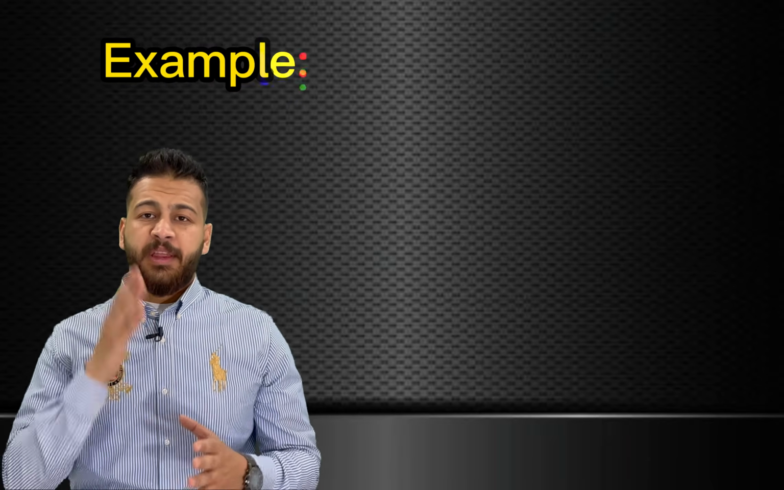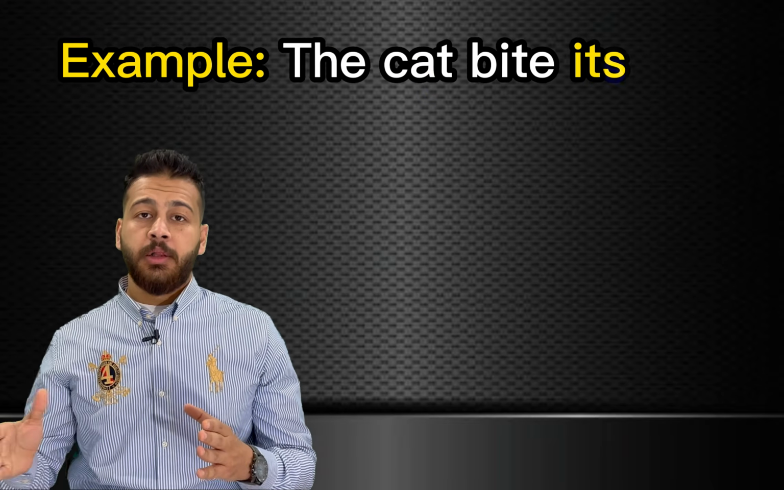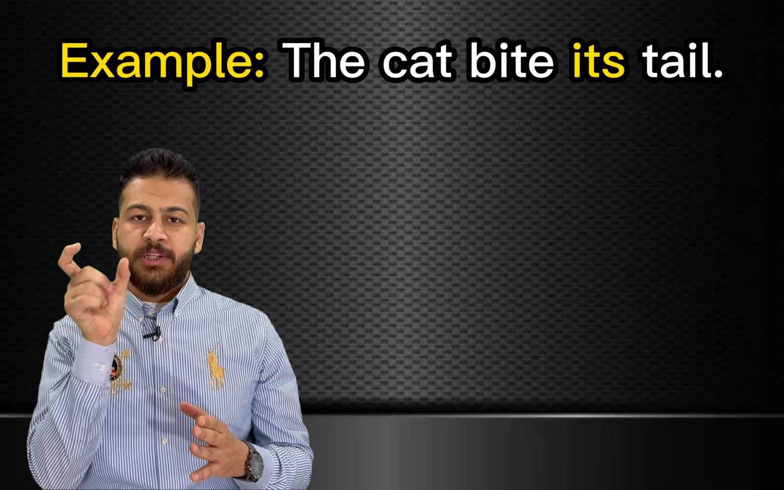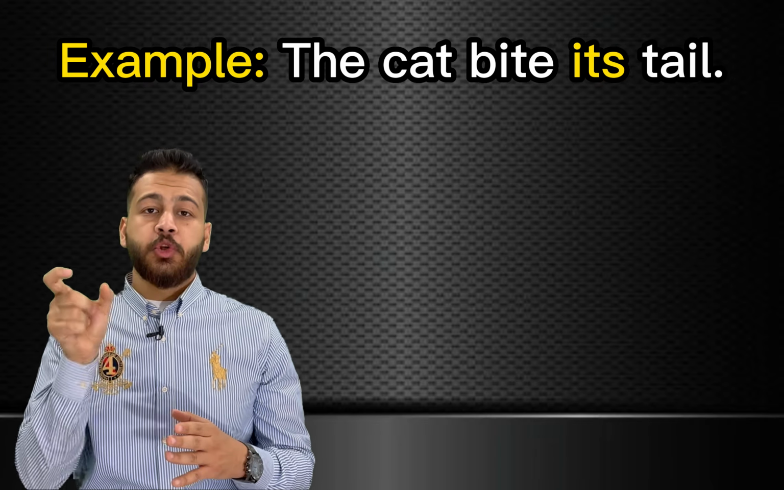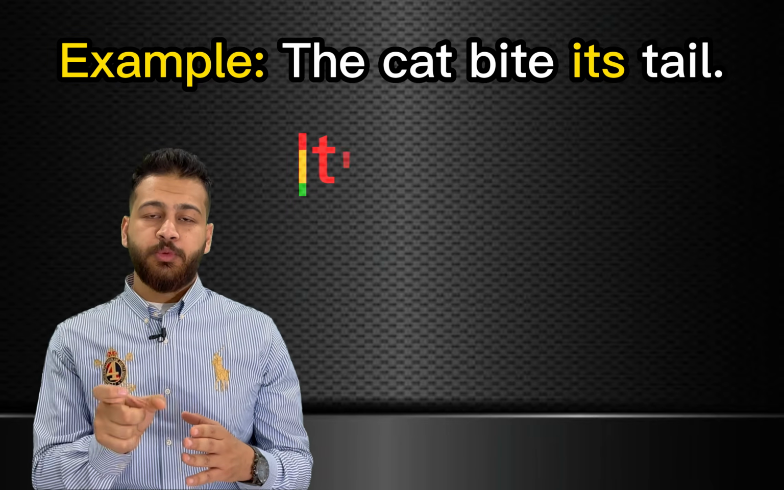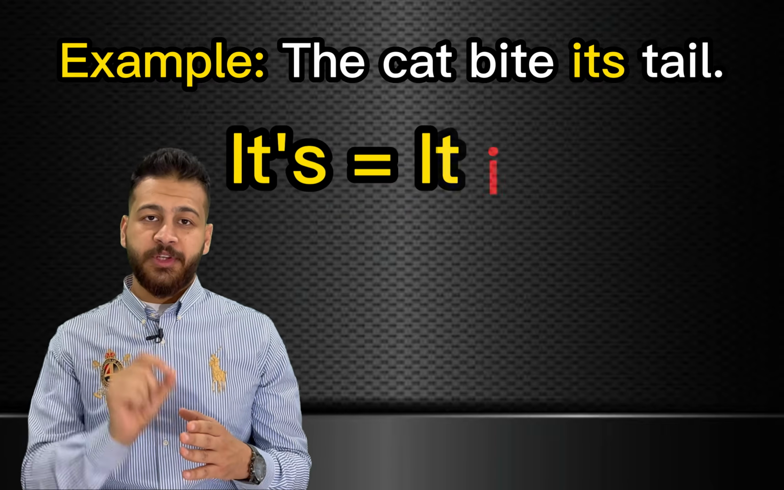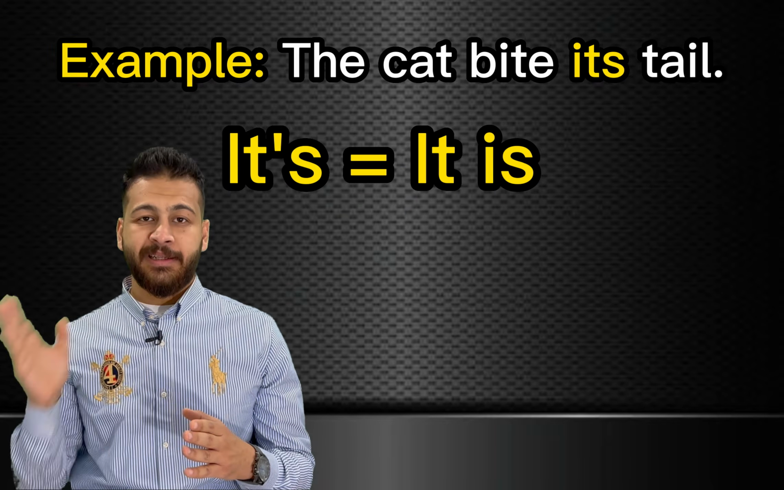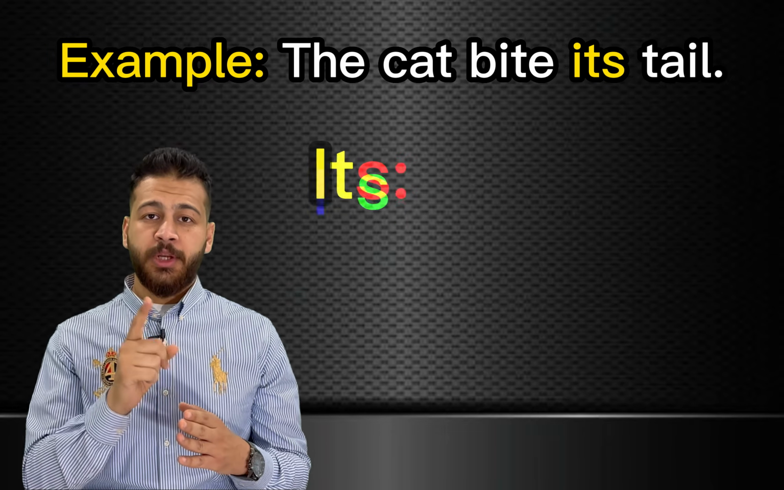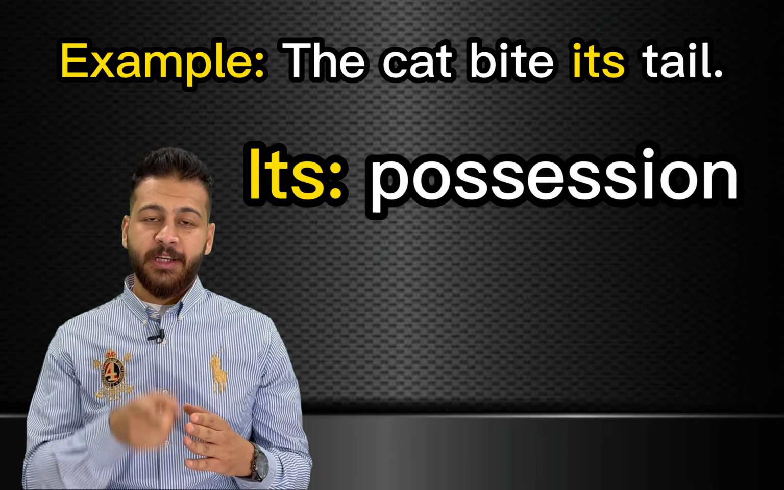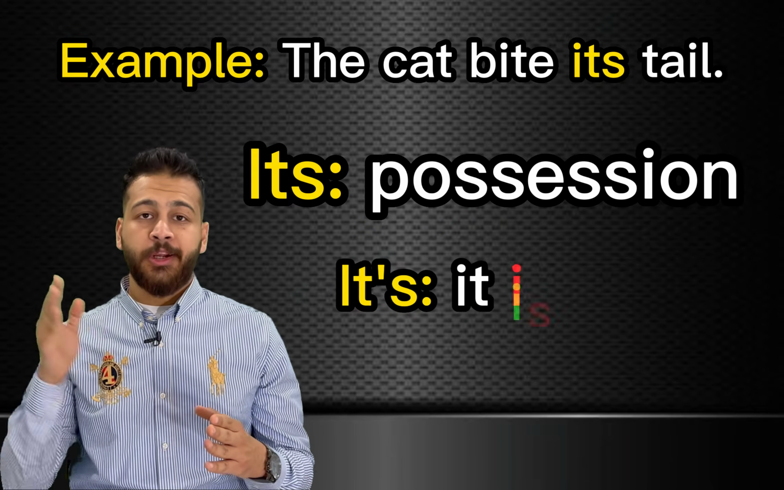Another example, the cat bit its tail. So the word its here is written like this. This its shows the possession of something. This one is it is. So there's a difference between its and it is. Its, which is this one, is for possession. And this one is it is, subject and a verb.